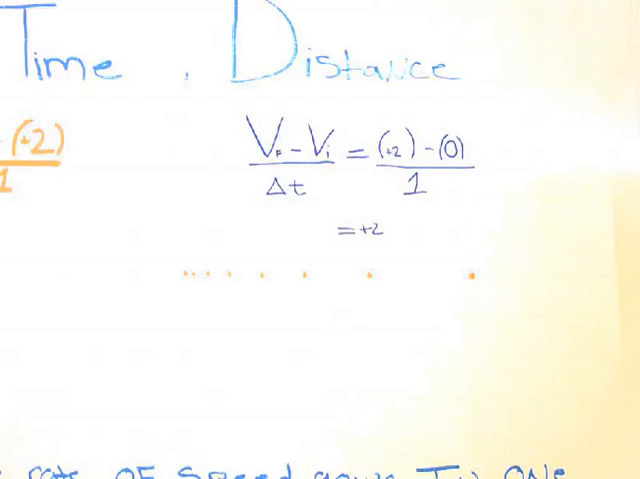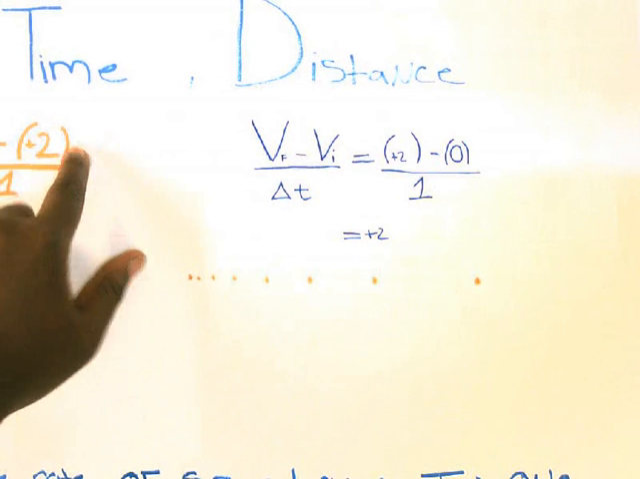Okay, hello. My name is Akeem Vivens, and the experiment I'm going to be doing is based on velocity, time, and distance. And as you can see right here, I have my formulas.